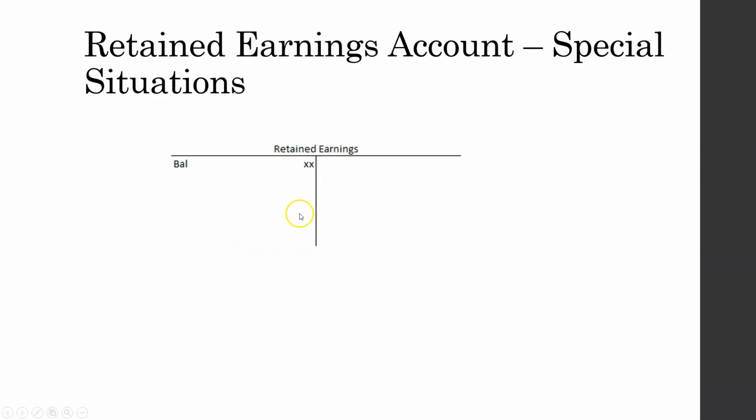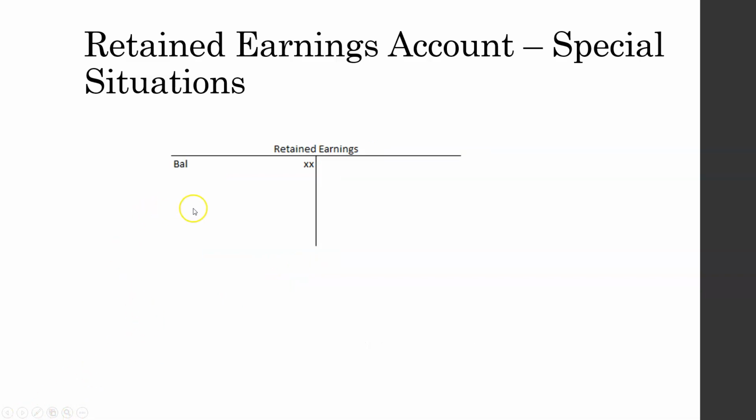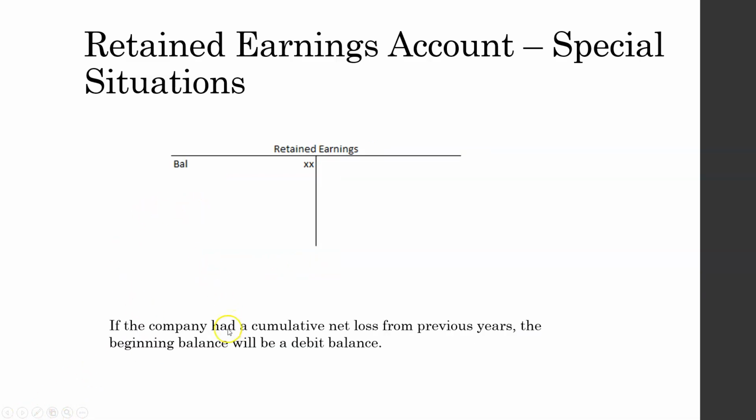Next, here's a situation where the beginning balance is a debit balance. Is that possible? Yes, it is. If you recall, in the previous example, we had an ending balance that was debit. Well, on the 1st of January of the next year, the beginning balance will be the same balance, and it will be on the debit side. If the company has a cumulative net loss from previous years, the beginning balance of retained earnings will be a debit balance.